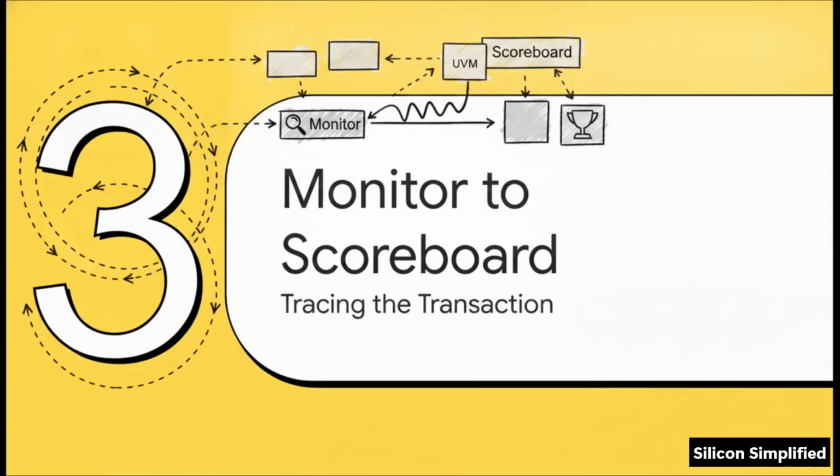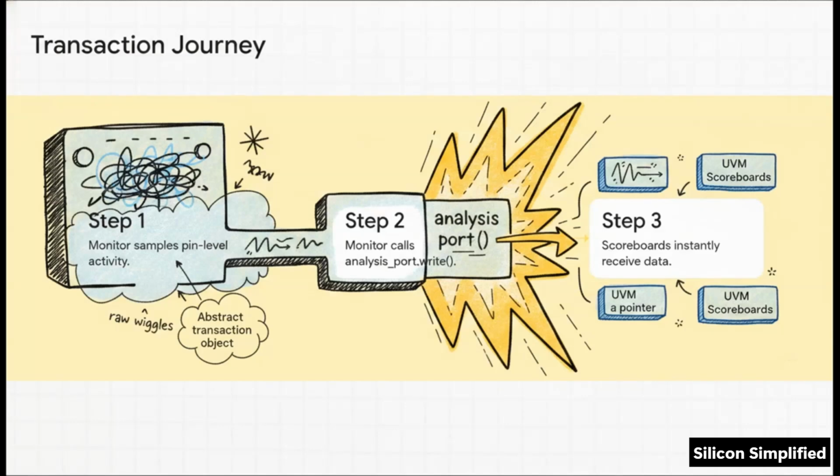Okay, Section 3, the monitor to scoreboard flow. Let's trace the transaction. Let's see this spatial and logical flow in action. It's really a three-step journey. Step 1, the monitor, sitting right inside our agent, passively observes the pin-level activity on the physical interface and packages all those raw wiggles into a nice, abstract transaction object. Step 2, the monitor calls the analysis port's write function, passing that transaction object as an argument. And instantly, Step 3, all connected components, like our UVM scoreboard, receive a pointer to that exact object through their implemented export.